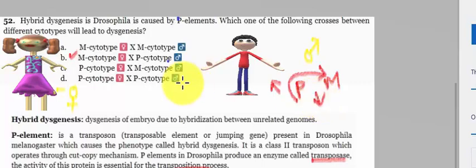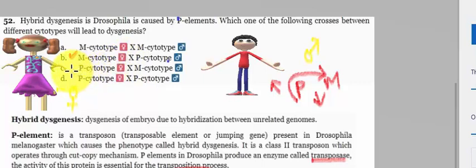So here the correct answer for this is option B. Here you can see the P cytotype or the P strain is present in the male, and the M cytotype, that is the M strain, is present in the female.